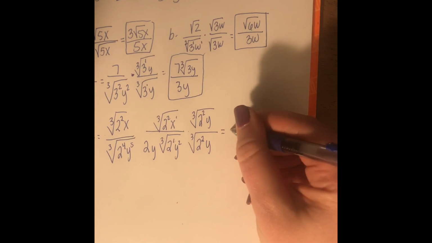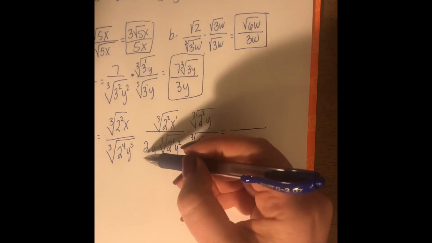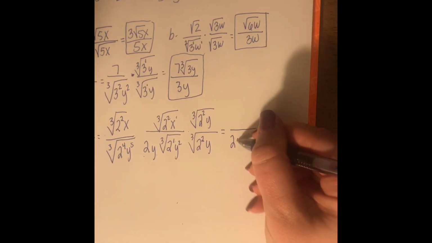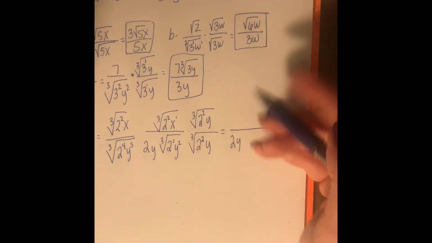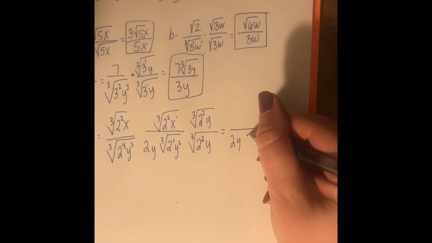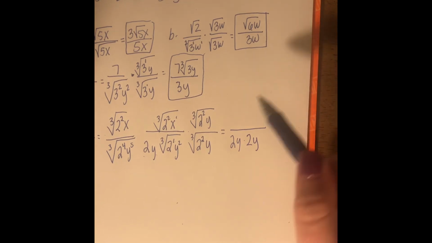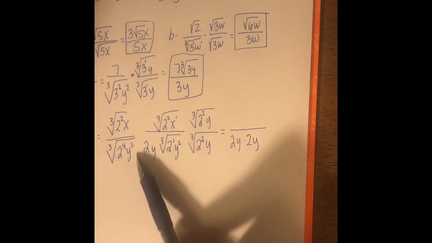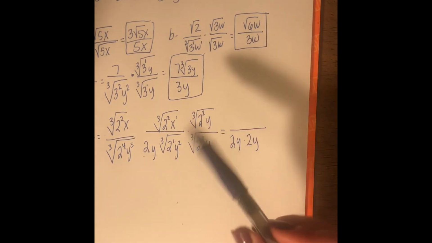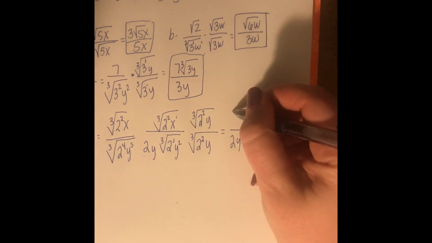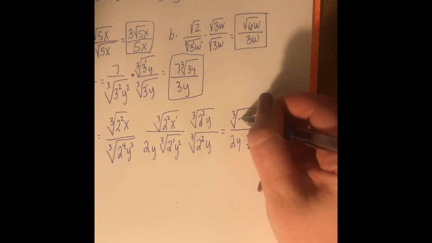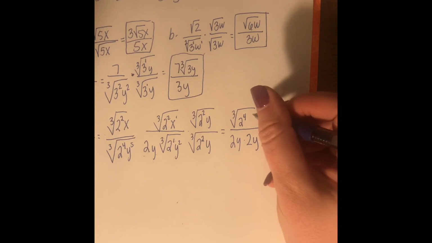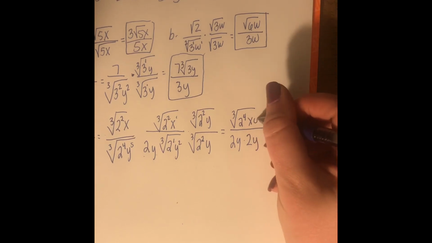Again, I told you this one had a little bit more simplifying. The denominator already had the 2y. And then when we take the cubed root of 2y, we're going to have 2 and another y, because this first 2y was already simplified out beforehand. And now in the top, we're going to have the cubed root of 2 to the 4th x, y.